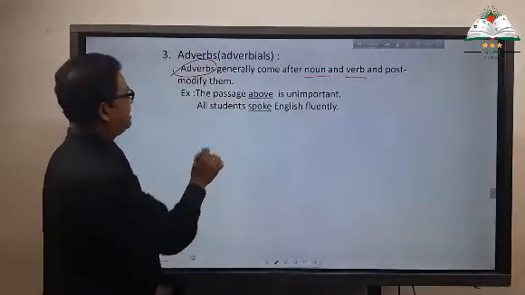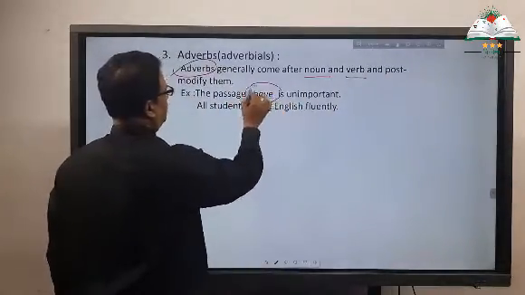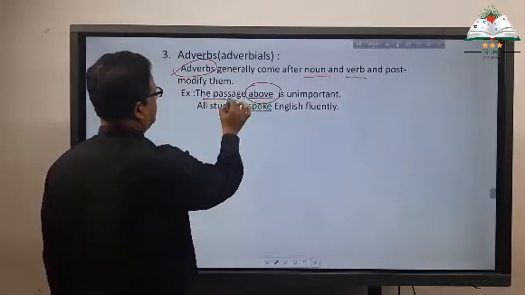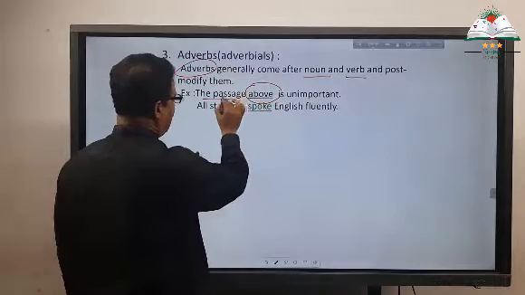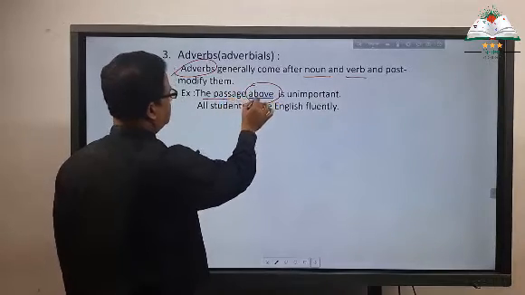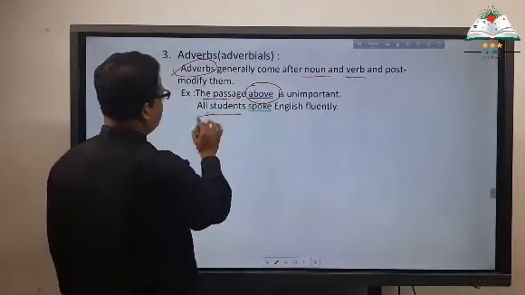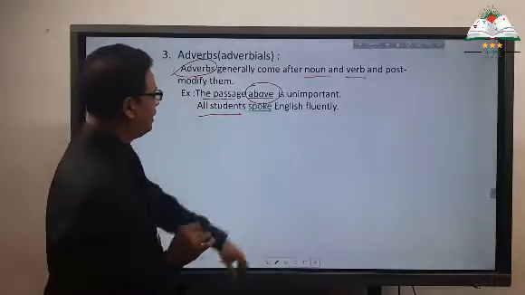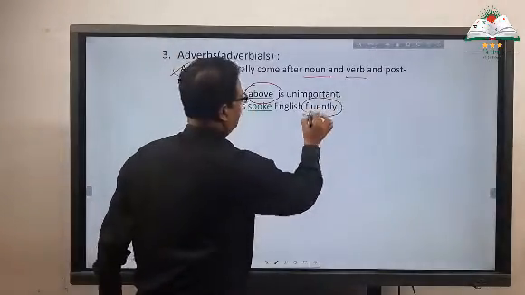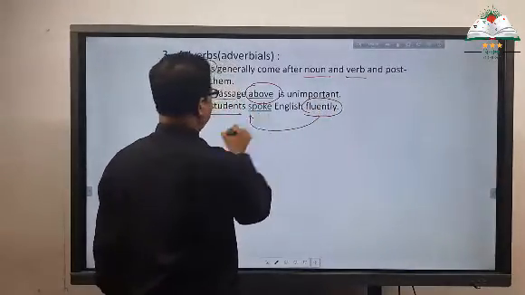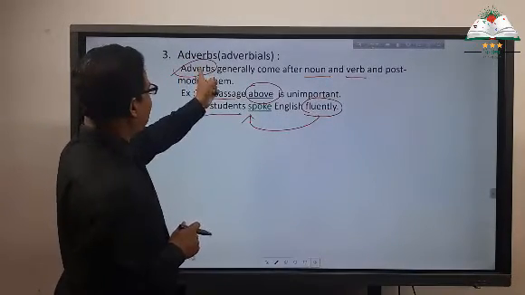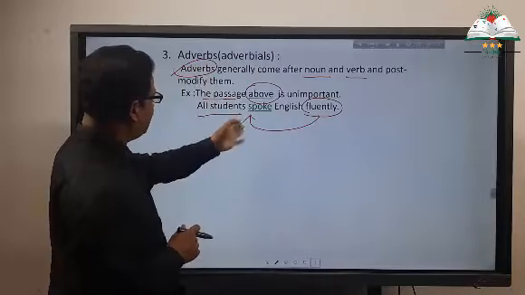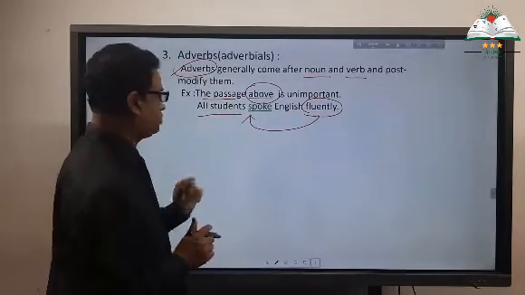The passage above. So here, above is a place adverb. The word above is an example of an adverb that has been set after the noun passage. So it is modifying it. The second example is: you all students spoke English fluently. Here the word fluently is an adverb, so it is modifying the word spoke. So here we will see that an adverb is being set after a noun or verb as a post modifier.